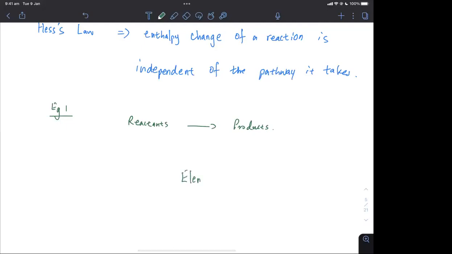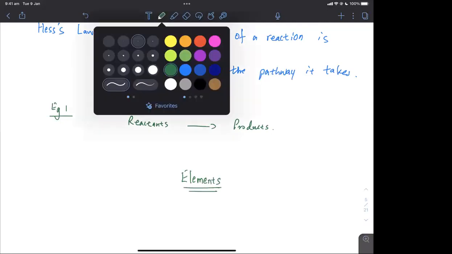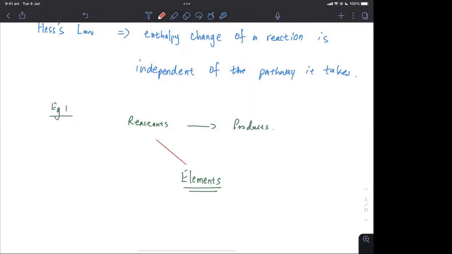Why do I start from elements? I start from elements because I'm going to be thinking about formation. So if I form the reactant, this is the formation of the reactant. As you know, that is forming 1 mole of the substance from its elements, everything at standard states under standard conditions. This other thing is going to be the formation of the products.